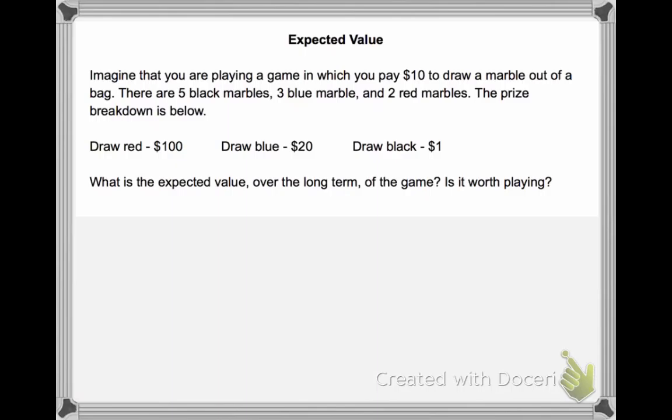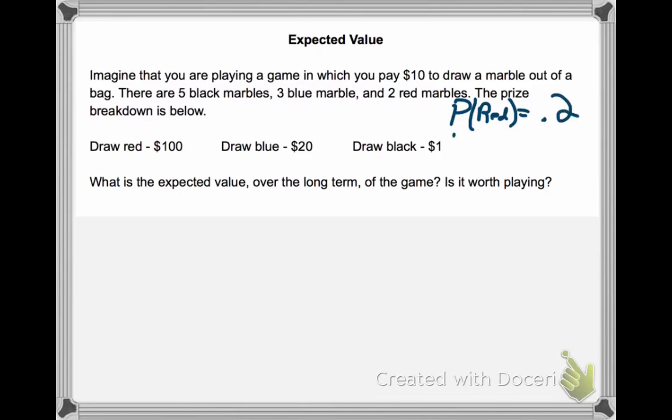So to figure this out, we're going to figure out first the probability of drawing a red marble, and then the probability of drawing a blue, and then a black. So the probability of drawing a red marble, we'll call it P(red), is equal to the number of red marbles divided by the total number of marbles. So that's 2 over 10, which simplifies to 0.2.